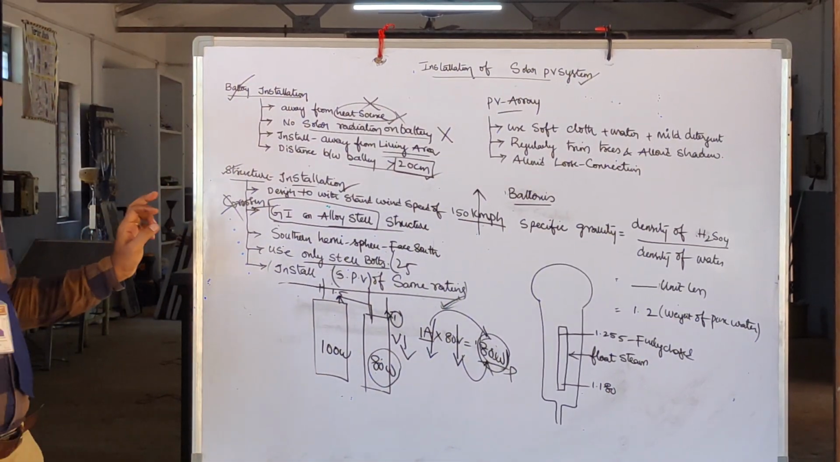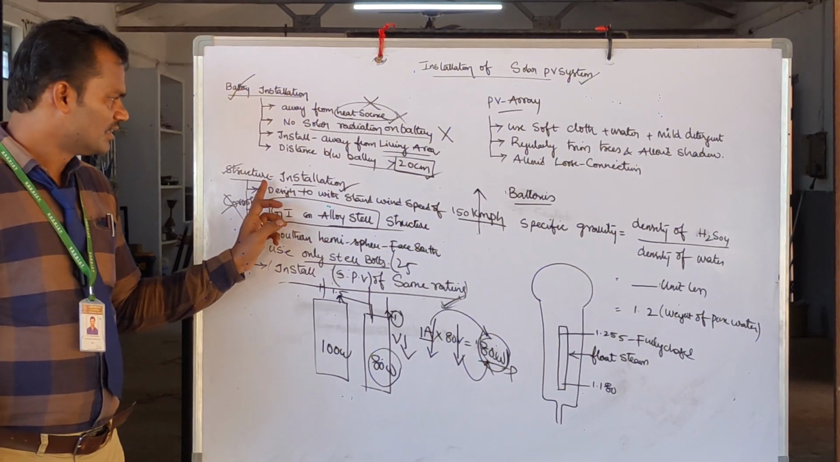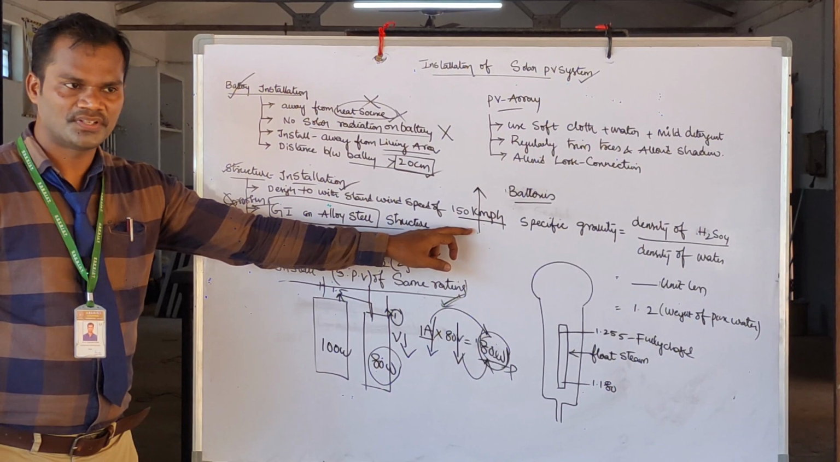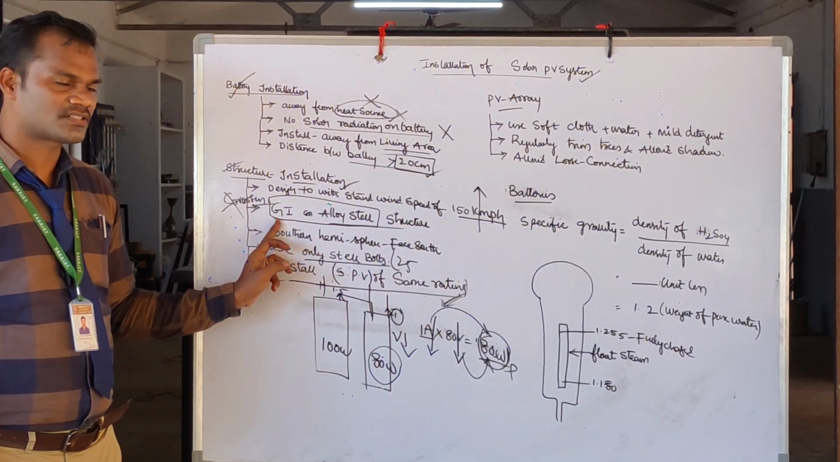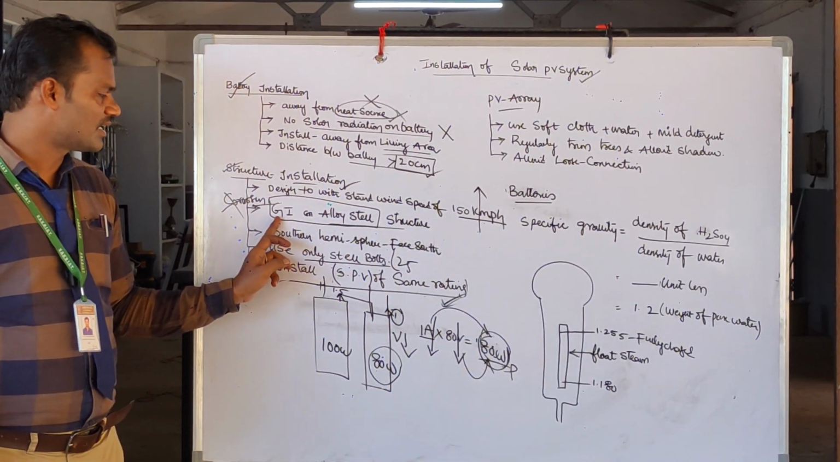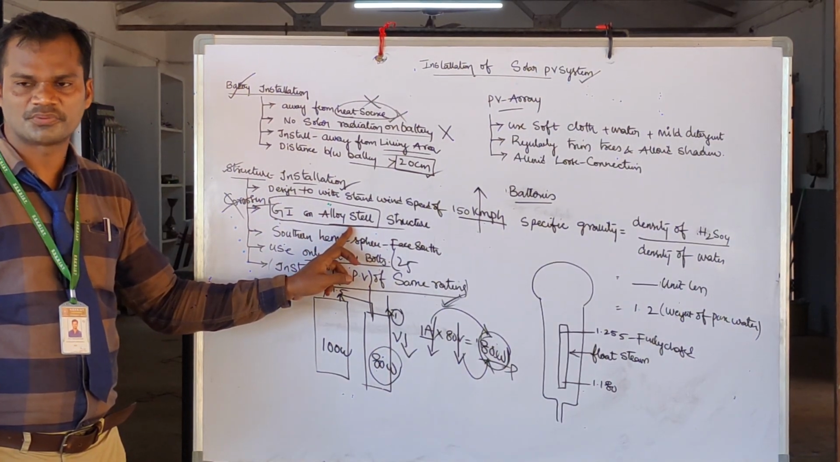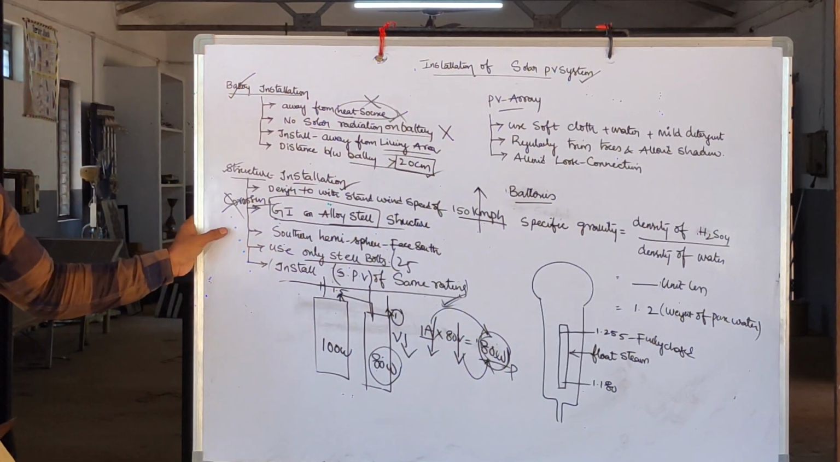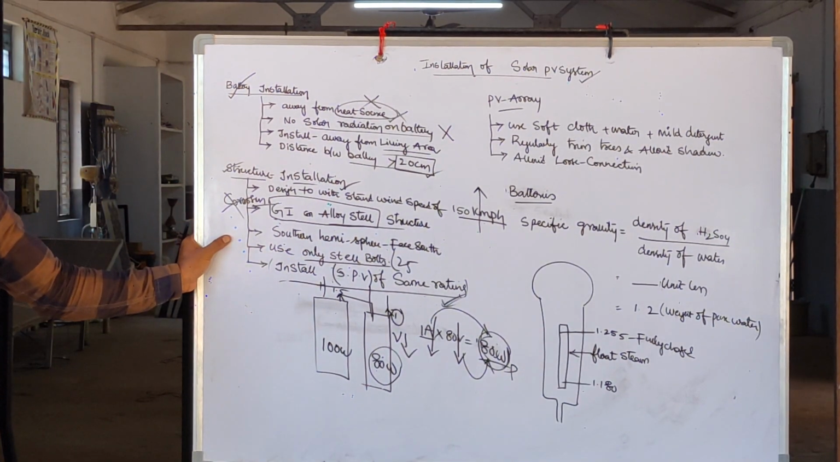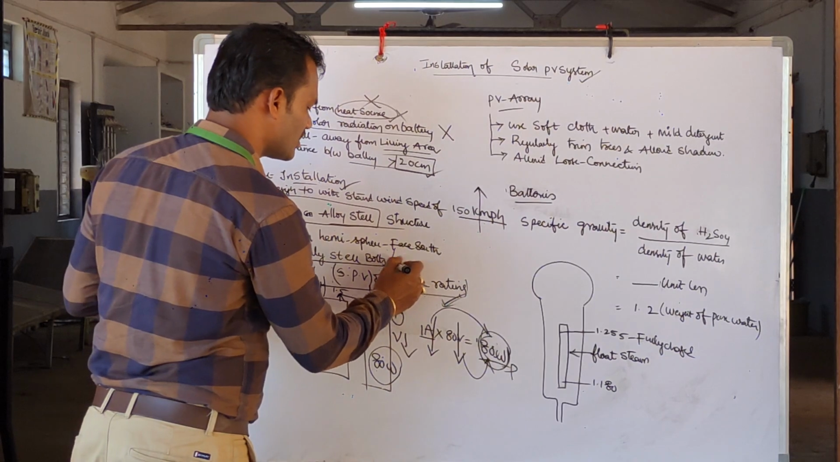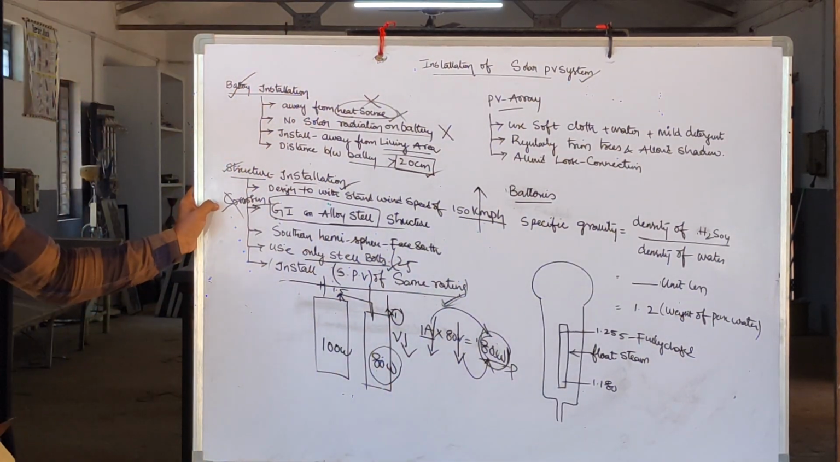So what is this overall view? Let's try to design it again. Design the structure in such a way it will withstand the wind speed of 150 kilometers per hour. Use the structures which has maximum life, that is done with the help of galvanized iron or alloy steel material. The structure should be designed. And face the solar panel, since we are in southern hemisphere, face the solar panel facing the south direction, and use only stainless steel boards which can overcome the problems of corrosion.